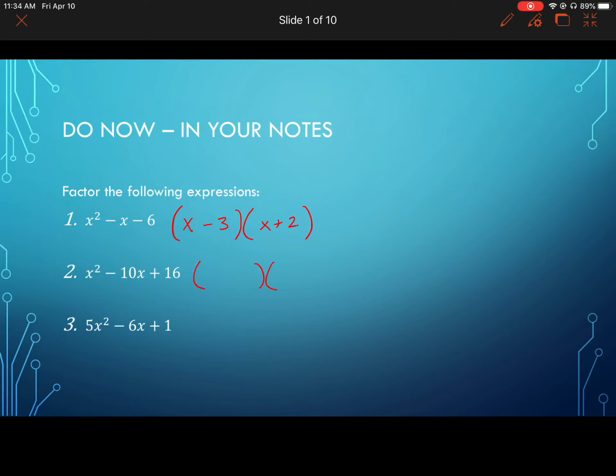Second one is going to factor down to the factors of +16 that add up to -10. The only way they can happen is if they're both negative. So we're going to use x minus 8 and x minus 2.